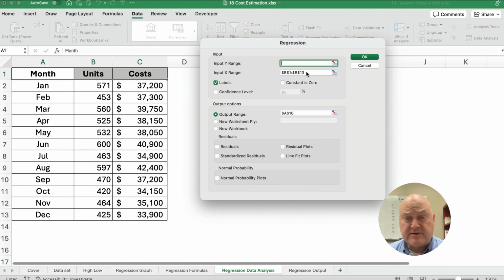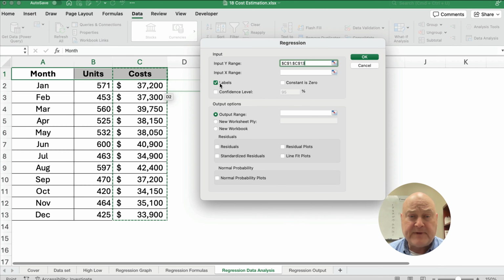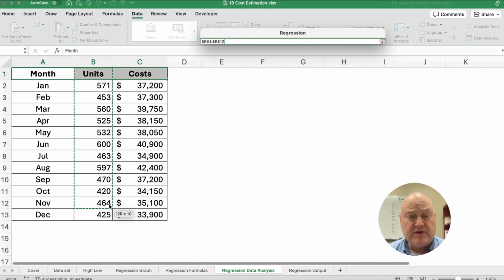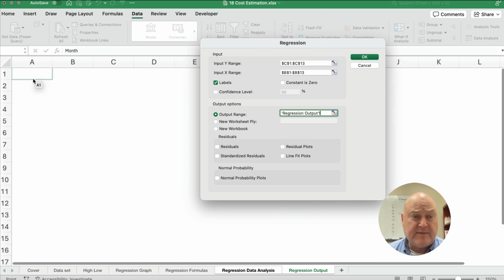I was working on it earlier, so let me get rid of this. All right, my Y, I'm going to take my cost and all the way down. That's my Y, and I'm going to select the label because I have a label at the very beginning. And for my x's, I want to take my units, starting with the units label, all the way down. And I'm going to put it on the output. I've set up an output called regression output, and I'll put this starting in cell A1. So I'm going to hit OK.